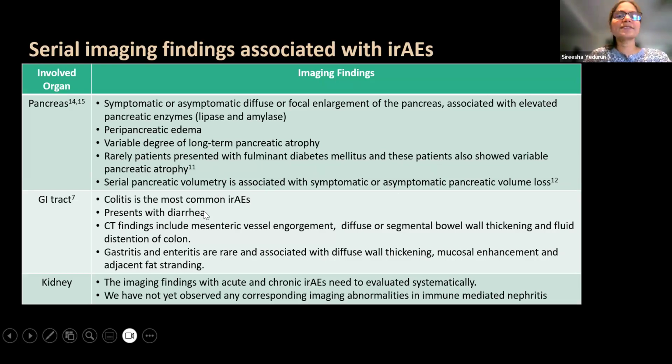Colitis is the most common reason why we image these patients. They present with diarrhea. CT findings include mesenteric vascular engorgement, diffuse or segmental, predominantly colonic wall thickening. Sometimes you can see other GI tract involved, but colon is the most common. There's fluid distension of the colon. Gastritis and enteritis are rare, but again, same thing, diffuse wall thickening and enhancement. Kidney, I haven't seen any findings in the kidney.